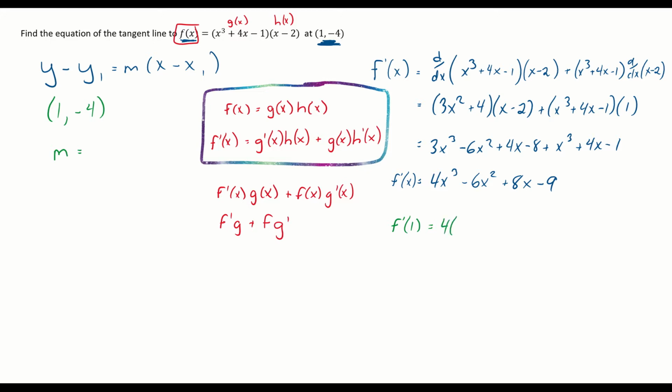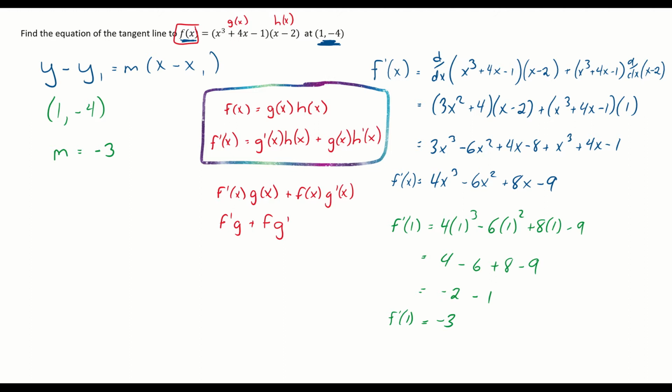So you plug 1 in for every x in your derivative, and then simplify. Okay, so this gives me 4 minus 6 plus 8 minus 9. It's always nice when you can plug in 1. Makes it a lot easier. So I get negative 3. So f prime of 1 is negative 3, which means our slope is negative 3.